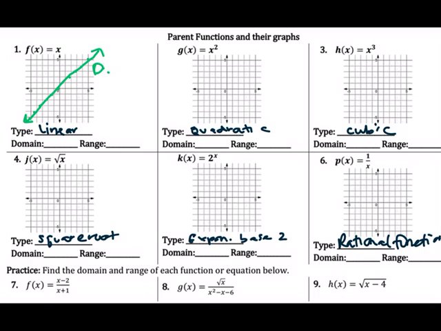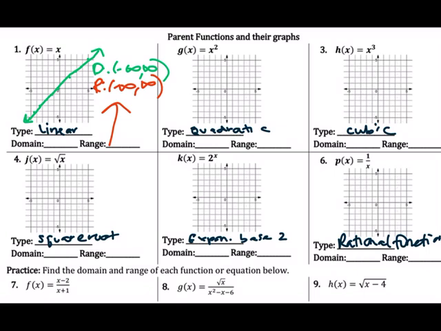The domain, the furthest left this ever goes, well, it goes left forever. So it goes left to negative infinity. It goes right forever. So it goes right to positive infinity. The range, it goes down forever, so negative infinity. It goes up forever, so positive infinity. A linear function has domain and range negative infinity to infinity, or all real numbers.